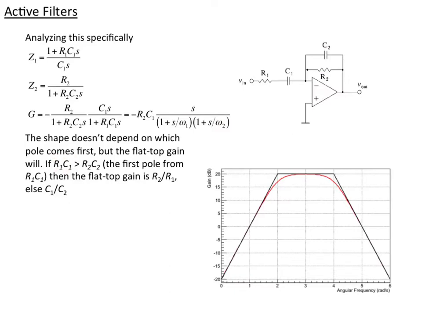So if R1C1 is bigger than R2C2, in other words, 1 over R1C1 is less, so it comes first. Then when you work all this out, the gain at the flat top of this thing is just going to be R2 over R1 as you expect. It's a minus, but that'll become in the phase. If you switch the order, then it turns out that the gain at the top is C1 over C2. It's flipped over because of the 1 over C nature of the impedance for a capacitor.